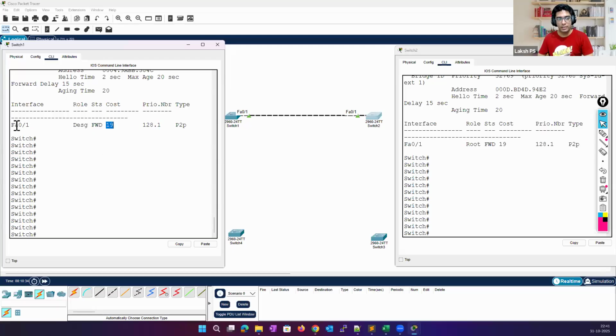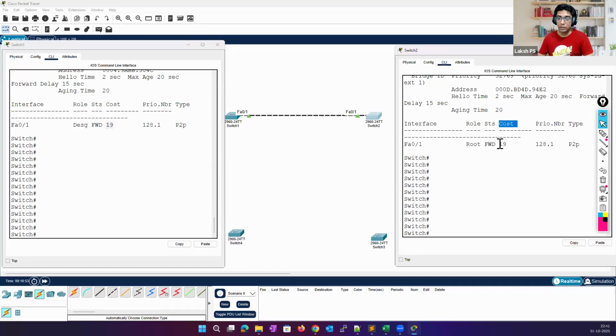Because it is a fast Ethernet interface, the cost is 19. Similarly, here also it says this is a fast Ethernet interface. Its role is root; it's a root port. On this particular switch, the role is root port. And because it's a root port, obviously it's in a forwarding state, and its spanning tree cost is 19.